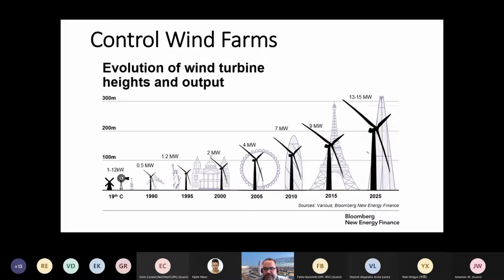Just to give you an idea, I think it's difficult to realize, but the modern wind farms are based on turbines that are more or less the size of the Eiffel Tower. They're very large, more than 200 meters in diameter. So we are talking about very large scale turbines.